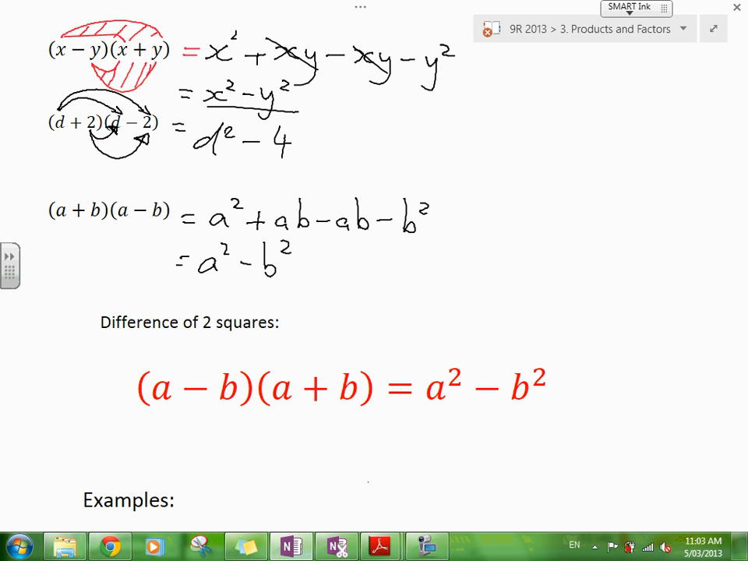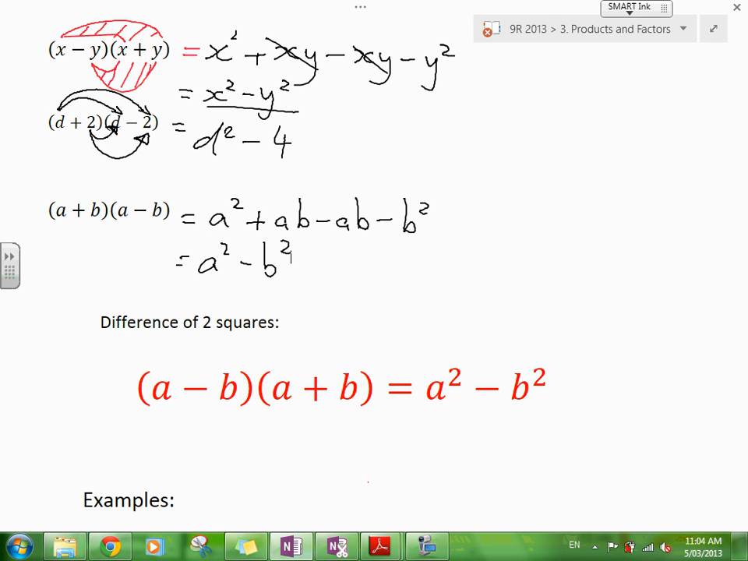Yes, no, the reason for that is, if they're both plus, it'll be (a plus b) squared, which means a squared plus 2ab plus b squared. So that's what we looked at yesterday. The sign has to be different between the two terms. That's why it's called a difference of two squares.